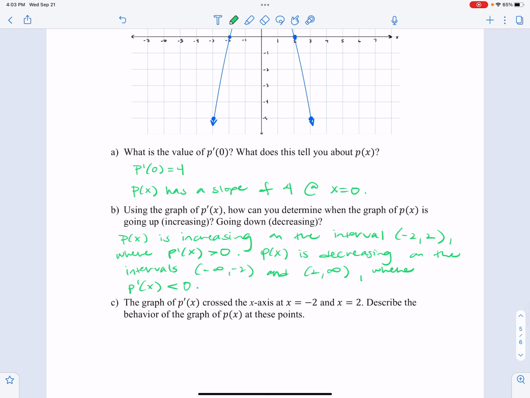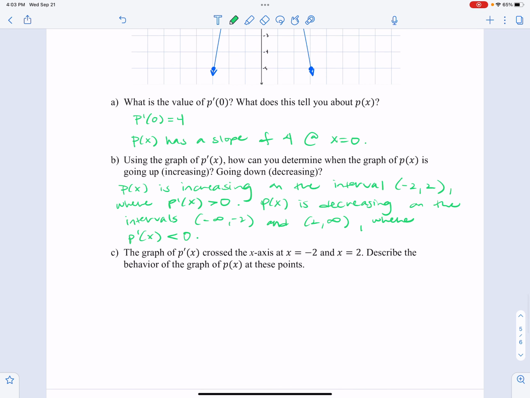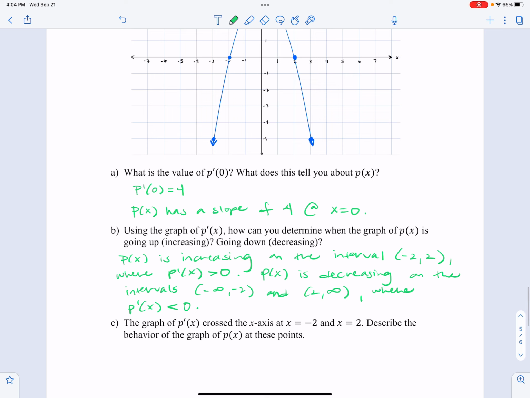The graph of p prime crosses the x-axis at x equals negative 2 and x equals 2. Describe the behavior of the graph of p of x at these points. So p of x would have horizontal tangent lines at x equals negative 2 and x equals 2, which is where p prime is equal to 0. They are also going to be points where p of x changes from decreasing to increasing, and increasing to decreasing, right? Because p prime changes sign at those points as well.